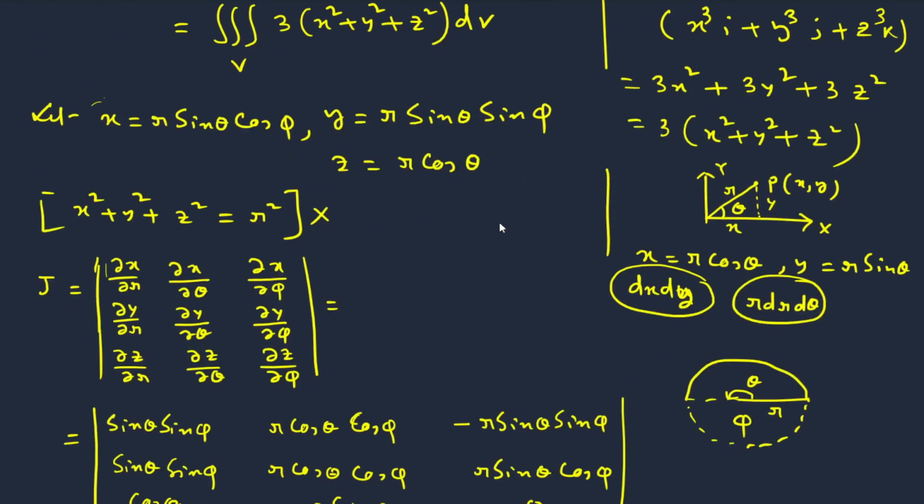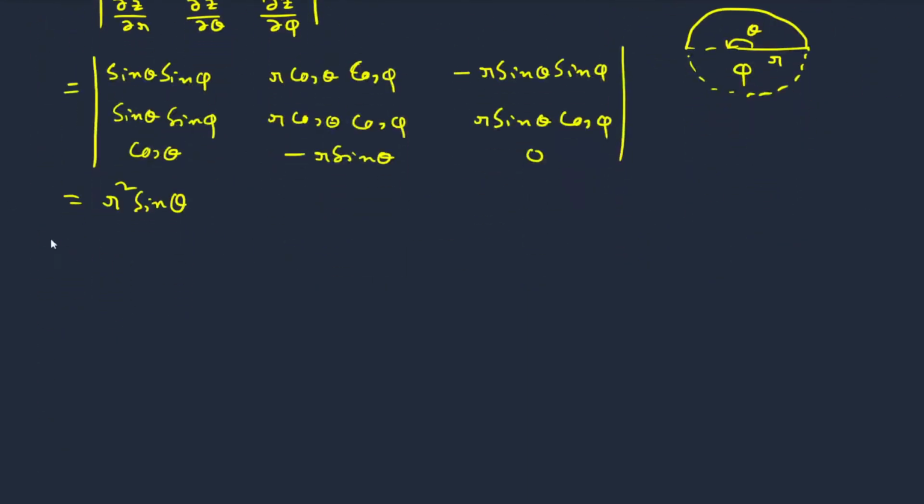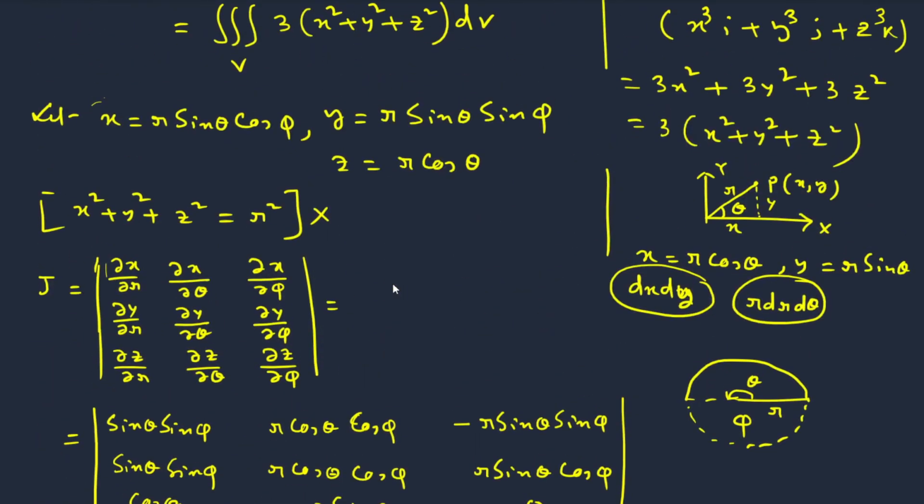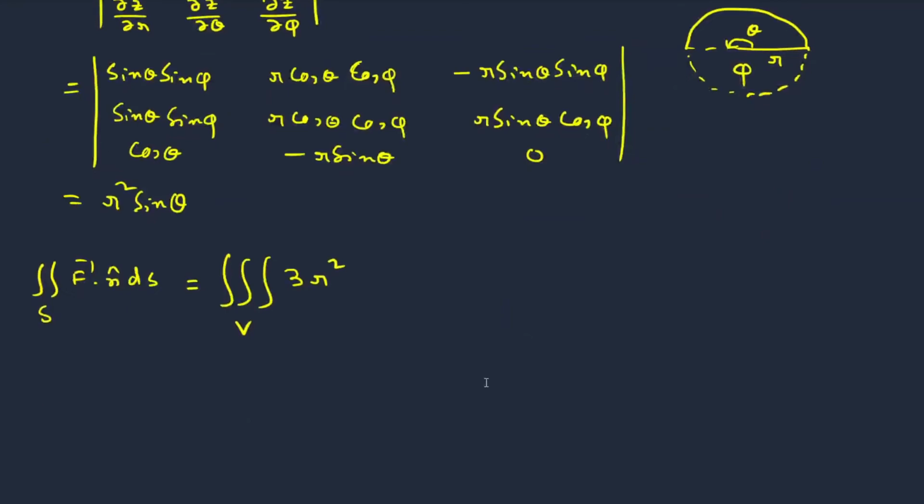Let's just observe very carefully. So it's double integration over S of F bar dot n cap dS equals, now on the right side, triple integration over V. What do we have? 3 into x square plus y square plus z square. So we have to write r square. Is it clear? In place of x square plus y square plus z square, you have to write r square and then dV.